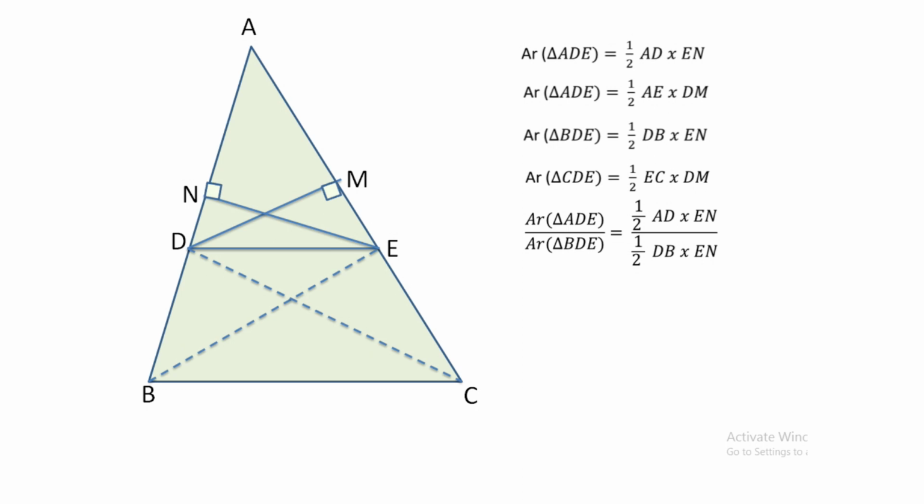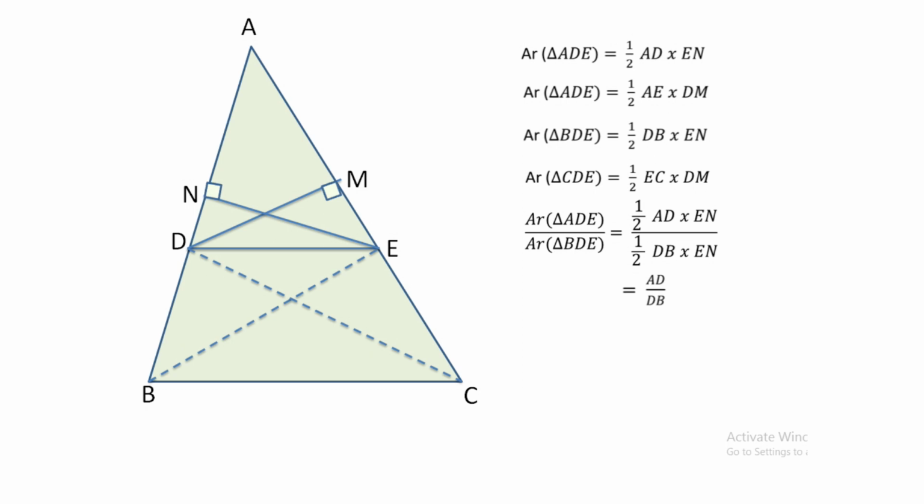So the left hand side is area of triangle ADE over the area of triangle BDE, and the right hand side becomes half times AD times EN over half times DB times EN. As you see, in both the numerator and the denominator on the right hand side, half and half can cancel each other out. EN and EN both are the same perpendicular, so they can cancel each other out, and what we are left with on the right hand side is the ratio AD over DB.